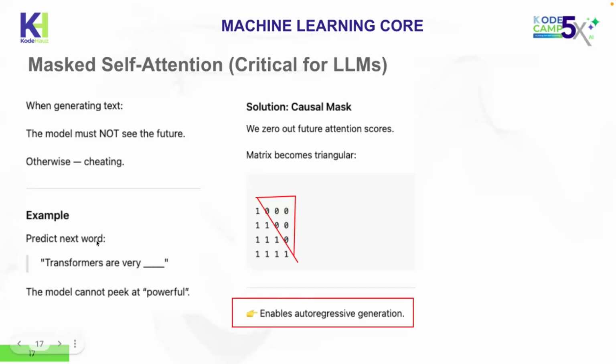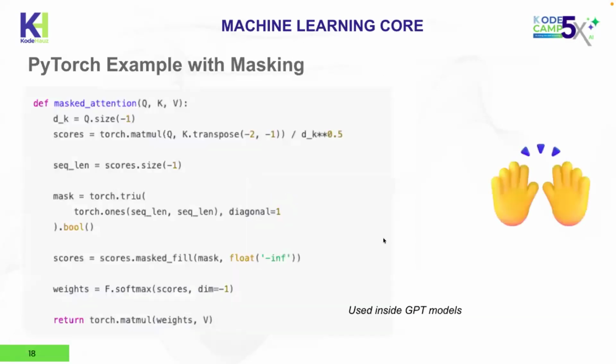Okay, so this is an example of a masked attention. Remember, we just did attention without masking. It's basically the same thing. The only difference is that we will create a mask fill. The mask fill is achieved by creating a triangular matrix.